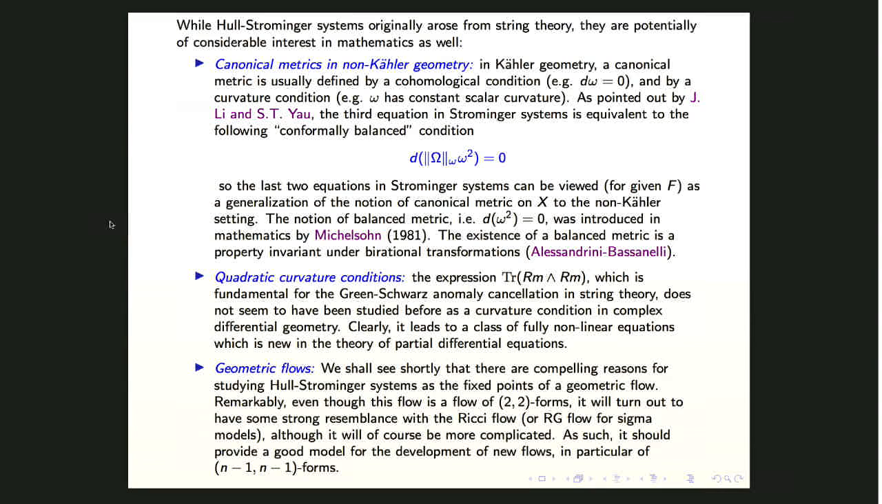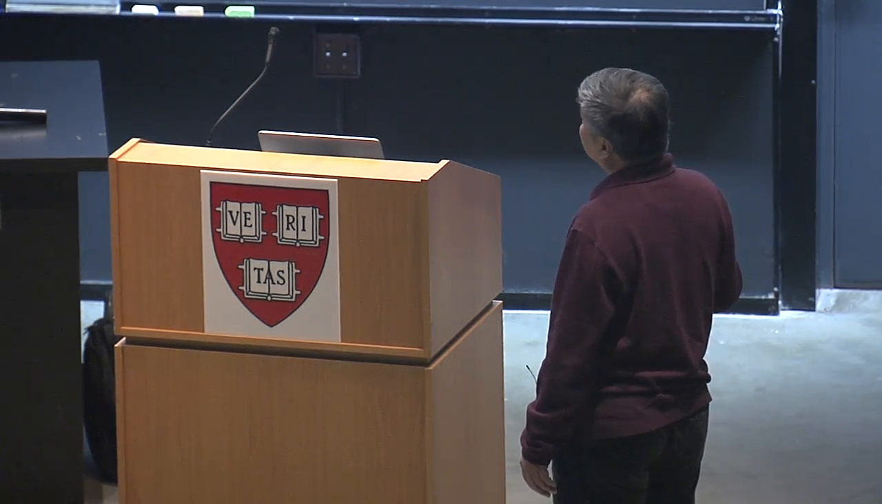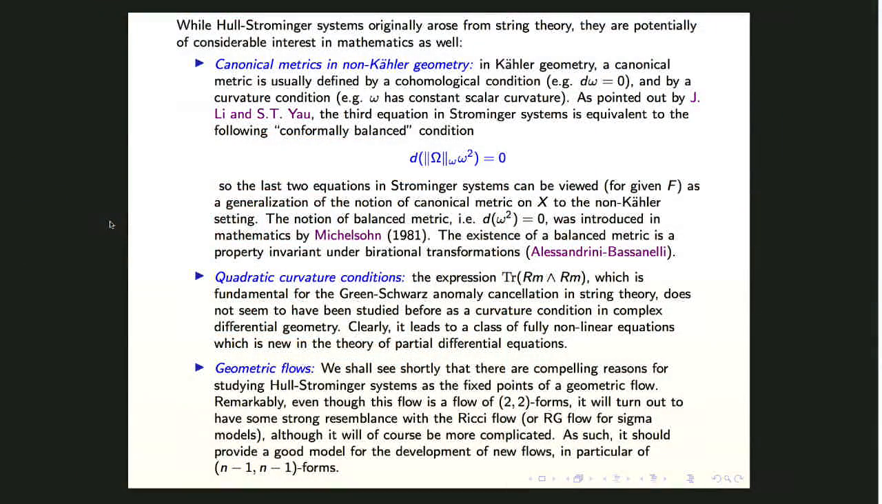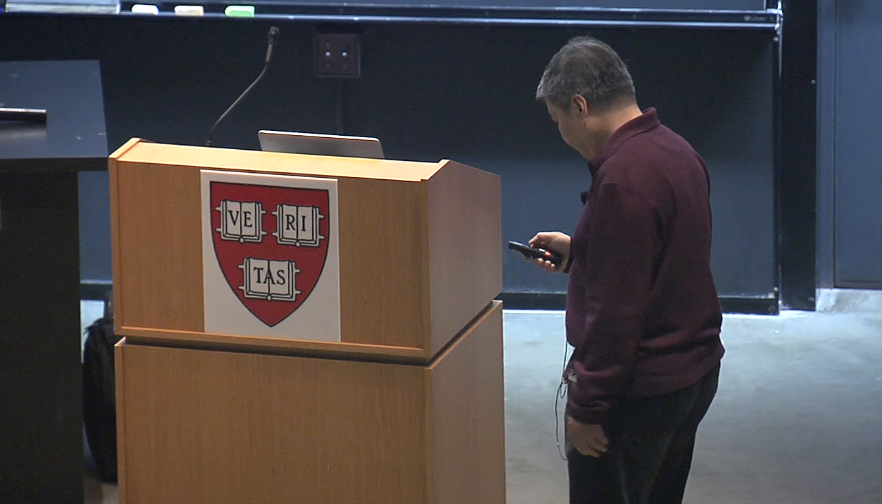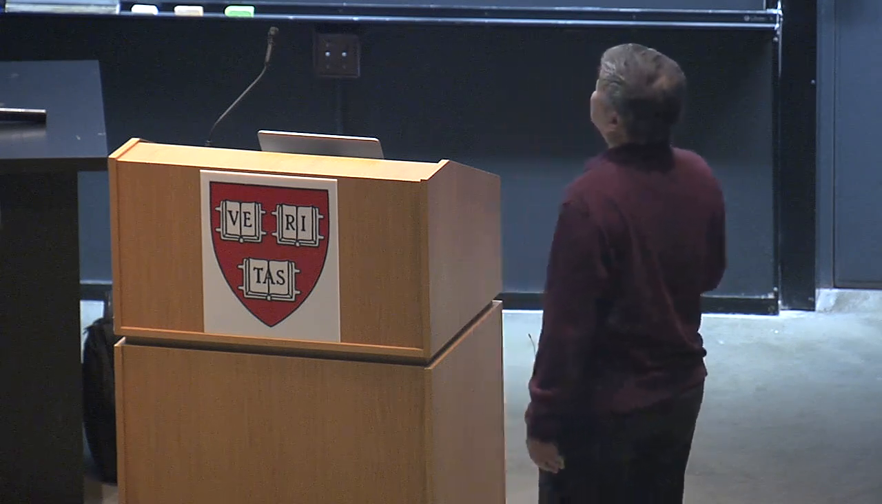And so this is a quite novel kind of flow because it's a flow of two forms. And we are going to see that despite the fact that the motivation seems to be quite different and we seem to be coming from a completely different angle, it turns out to have some strong resemblance with the Ricci flow, although it's more complicated. So one could argue it is the next continuation of the Ricci flow. All right. Now, what do we know about solutions?